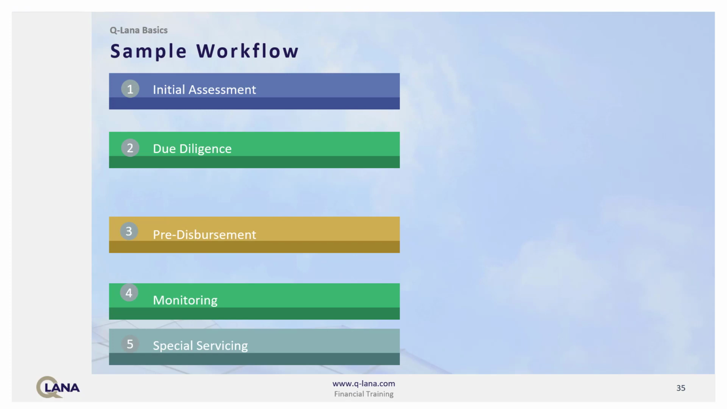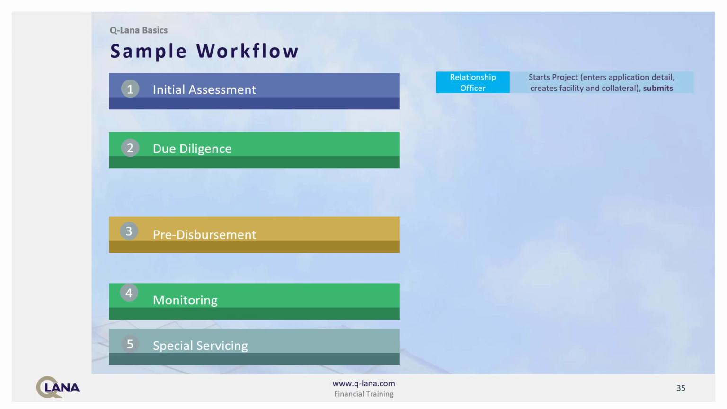Finally, let's have a look at a sample workflow. QLana can be configured completely to the requirements within your institution. Each institution can have several workflows for several products. For example, you can differentiate between the lending to corporates, SMEs, microfinance, or private clients. On the screen, we have a sample workflow consisting of 5 major categories: the initial assessment, due diligence, pre-disbursement, monitoring, and special servicing. Within these categories, you can define multiple steps.